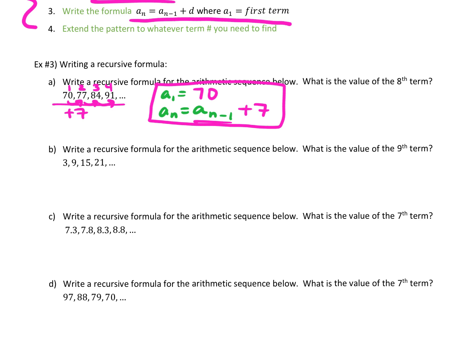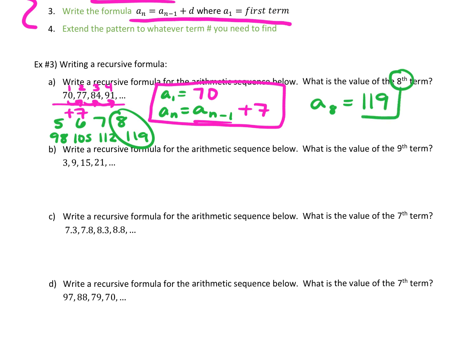Okay? So now the question is, if they ask you for the 8th term, how do you get there? Plus 7 8 times. You keep going plus 7, right? So you're at your 4th term. What would your 5th term be? 98. What would your 6th term be? 105. What would your 7th term be? 112. What would your 8th term be? 119. So your 8th term, a sub 8, is 119. Okay?